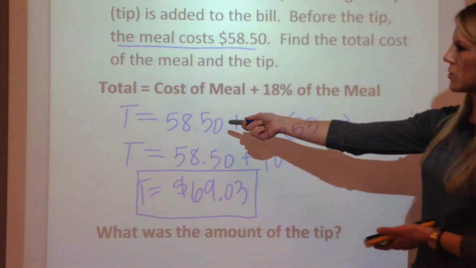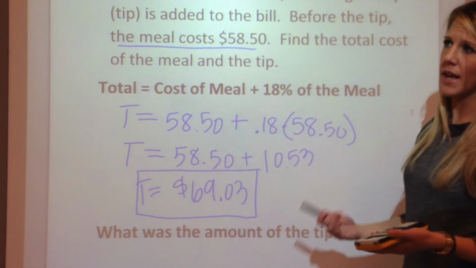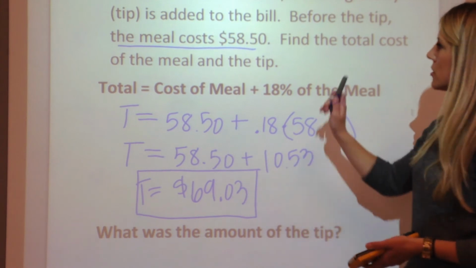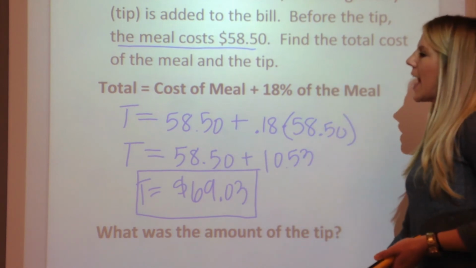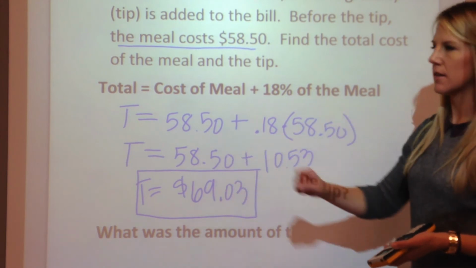So again, how much was the meal? And then you have to add on the tip. It's 18% of the meal, because if we just say 18%, well, 18% of what? So it's 18% of the cost of the meal. Add that together to get the total amount. And again, I'll show you another way to approach this in class as well.